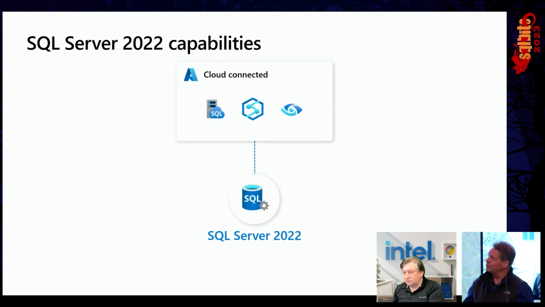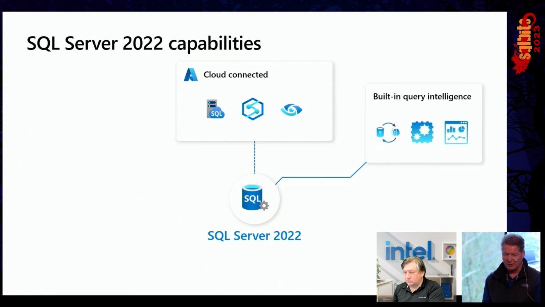Think about SQL Server as a hub and the spokes as major categories. First being that cloud connected story I talked about, and that's cloud on your terms. You connect SQL Server on premises, any cloud you want to, then connect with Azure to get more functionality. We'll talk in a second about some of the capabilities of built-in query intelligence. That is some of those powerful features we've put into the product itself.